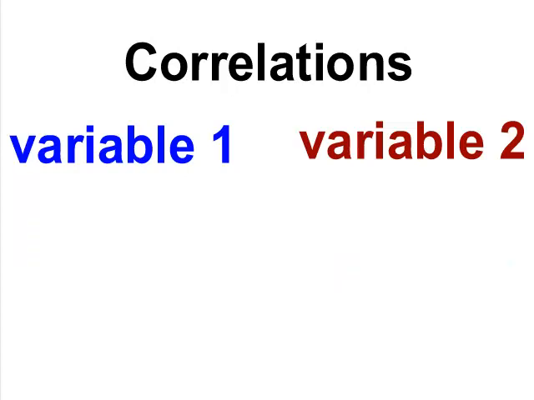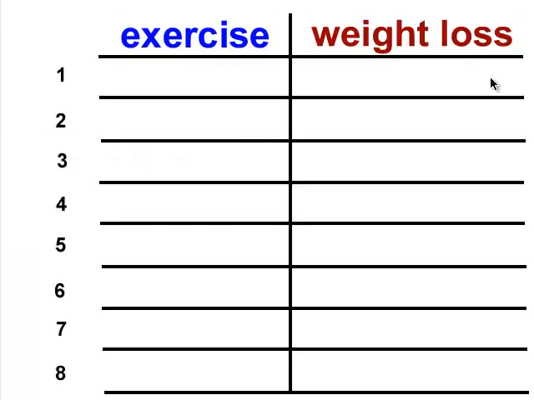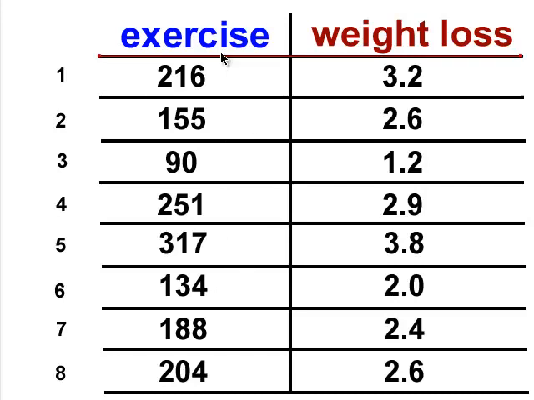Moving right along. I'm going to take an example, exercise and weight loss, my favorite. So what you're going to do is collect data. These are the subjects, each one, subject 1. Remember, each subject has to have two values, one for each variable. So your data set comes in pairs. Okay, so this person exercised 216 minutes and lost this much weight. I'm going to fill in the rest. So you have two variables, both continuous.